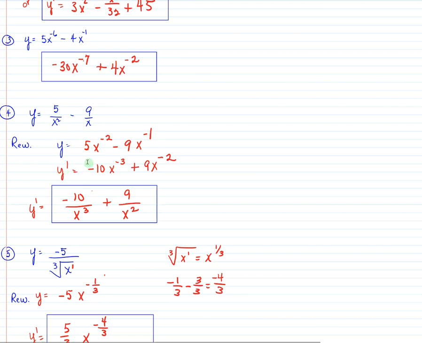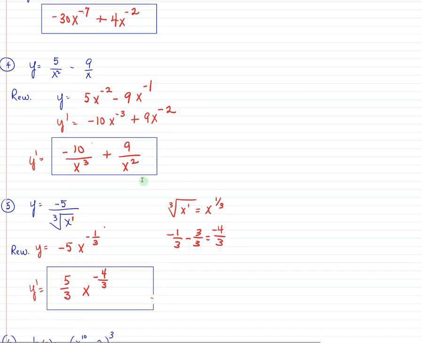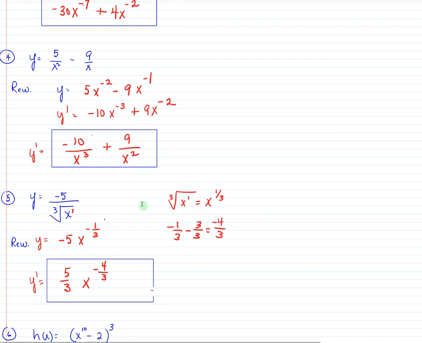Y prime then is negative 10x to the negative 3 plus, because here we're multiplying negative times negative, so plus 9x to the negative 2. It might take this form. If not, we're going to put the x cubed on the bottom, and when we move position, we change the sign of the exponent. So that becomes a positive x cubed, just like that right there. Plus 9 over a positive x squared, or x to the positive exponent. So you could try either one. Sometimes it does not want the negative exponents in your answers. So you'll just have to see what form it requires in the computer.